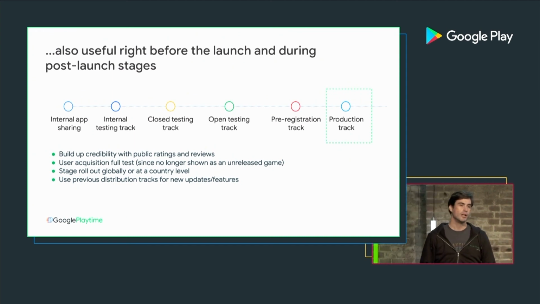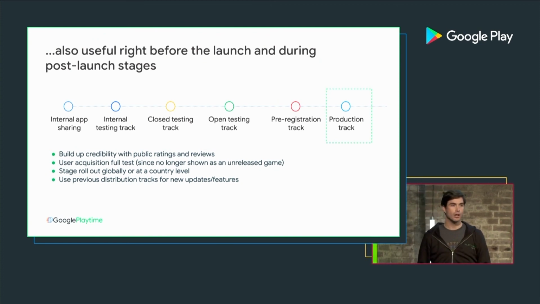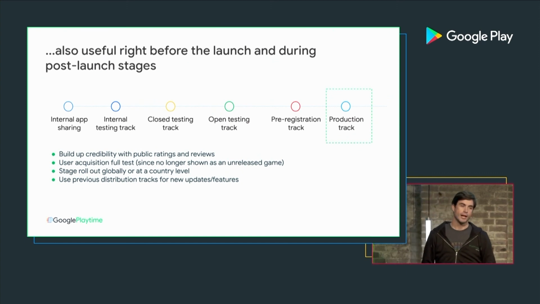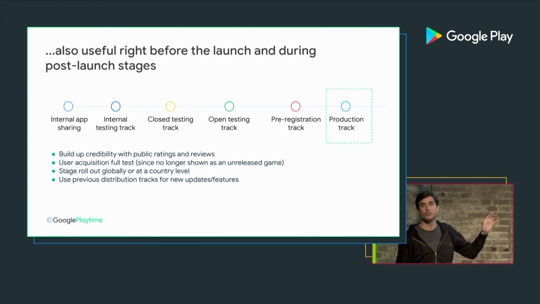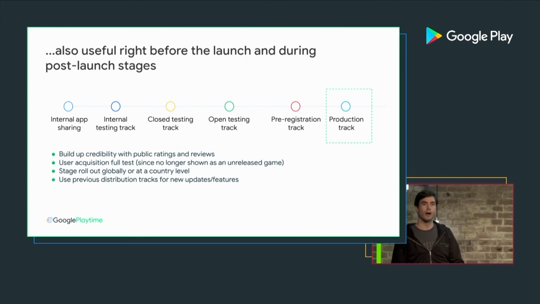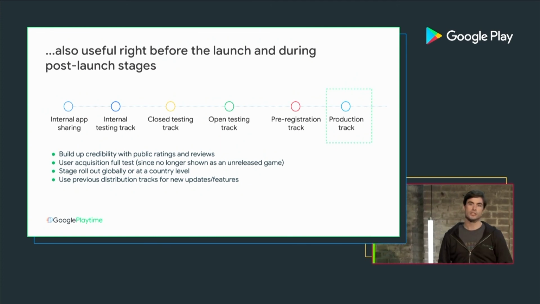And as well, you can use all the tracks when you are relaunching or revamping, or launching a new feature of the game. I truly recommend you to use, for example, the staged rollouts and country staged rollouts. So if you're thinking about launching a game-changing feature, you can use these staged rollouts so you can start rolling out and see beforehand how the users are liking it.